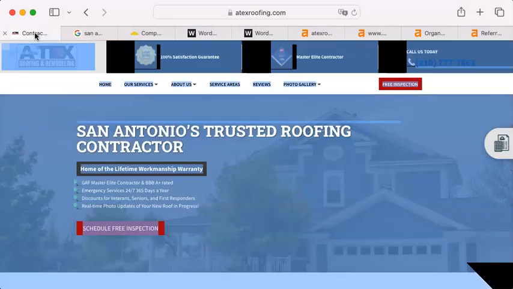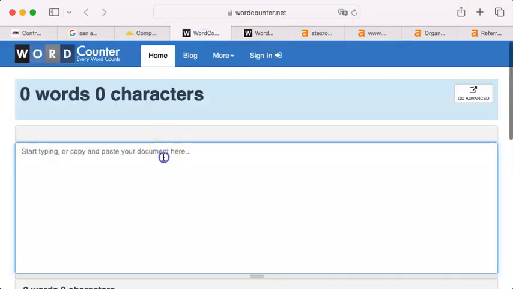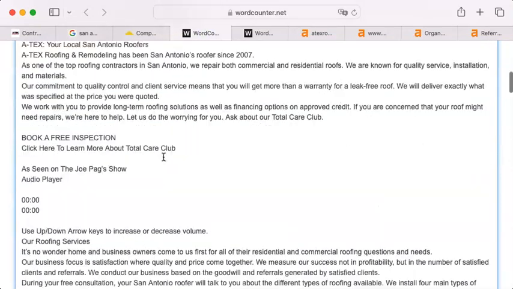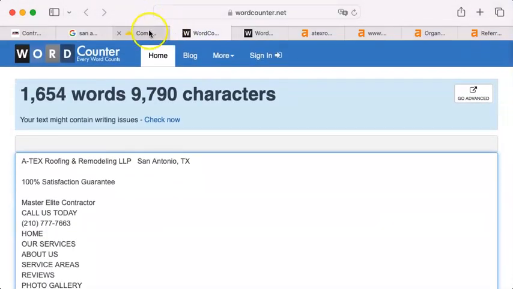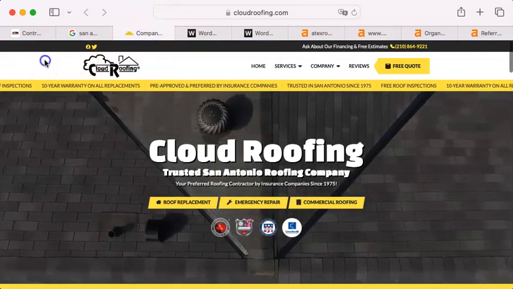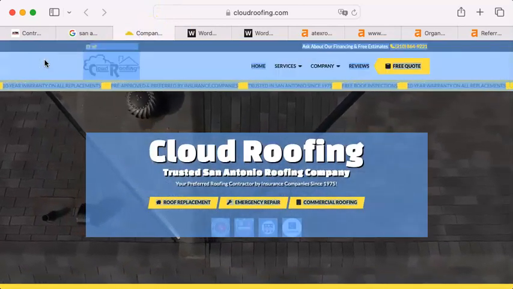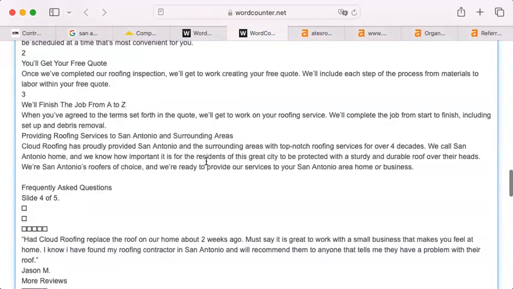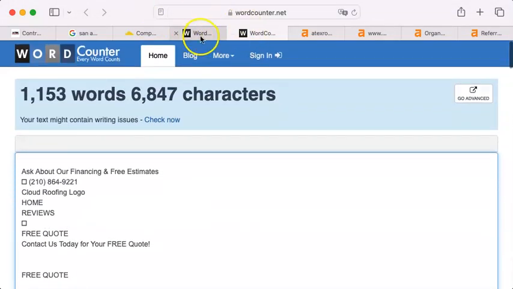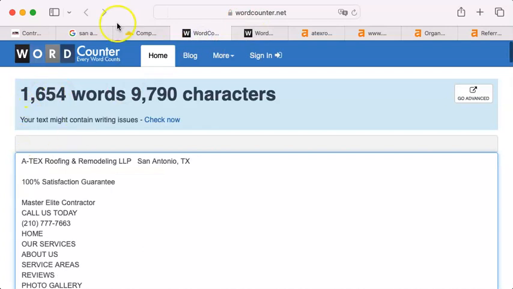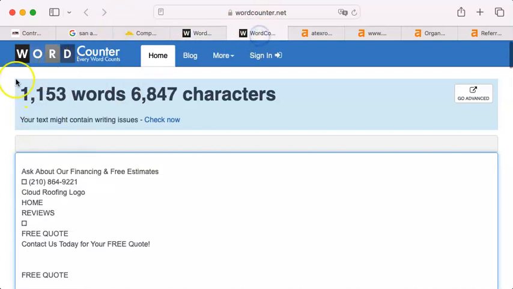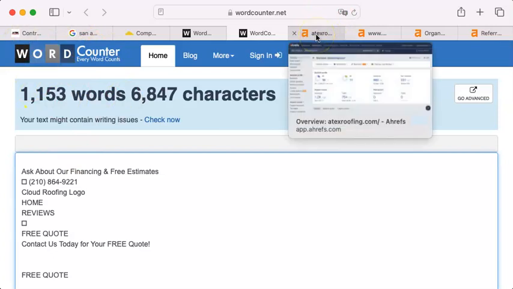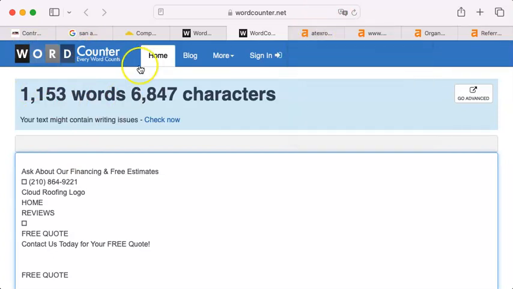I'm going to go to your site and I'm going to copy and paste your homepage into this word counter. You have 1,654 words. You have no idea how happy that makes me because Google wants 1,500 words. So you have exceeded that. Here's Cloud. They have only 1,153. Generally, you would be the winner here because you have 500 words more than they do. That is wonderful.